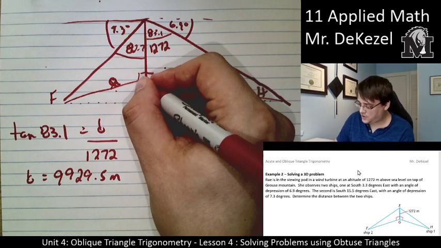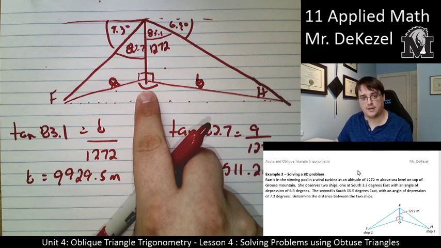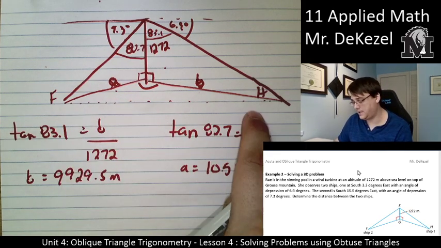And I don't know that this is a right angle. If I knew that this was a right angle, I could use Pythagoras' theorem to find out the distance between the two ships. But I don't.